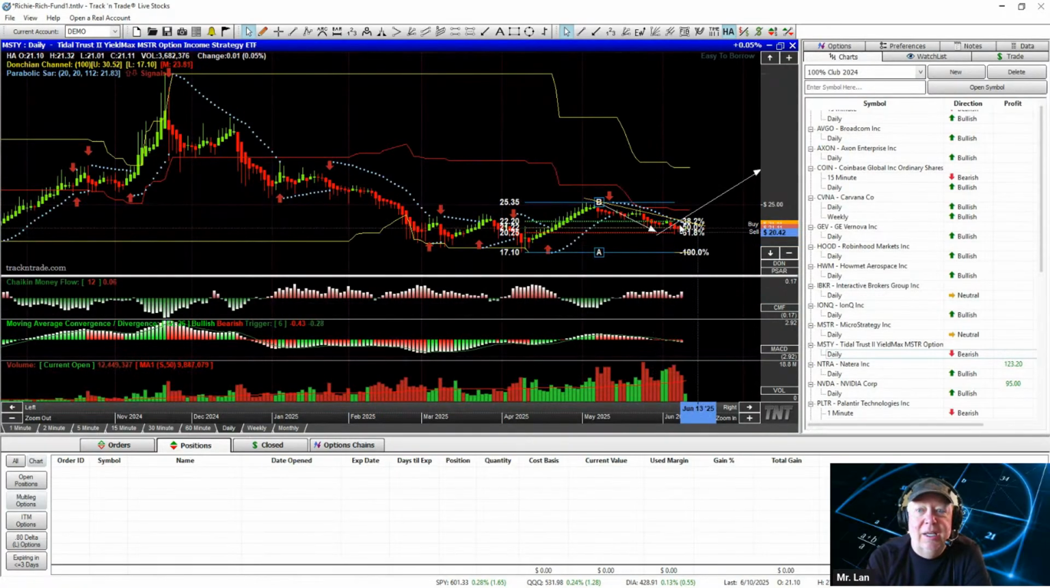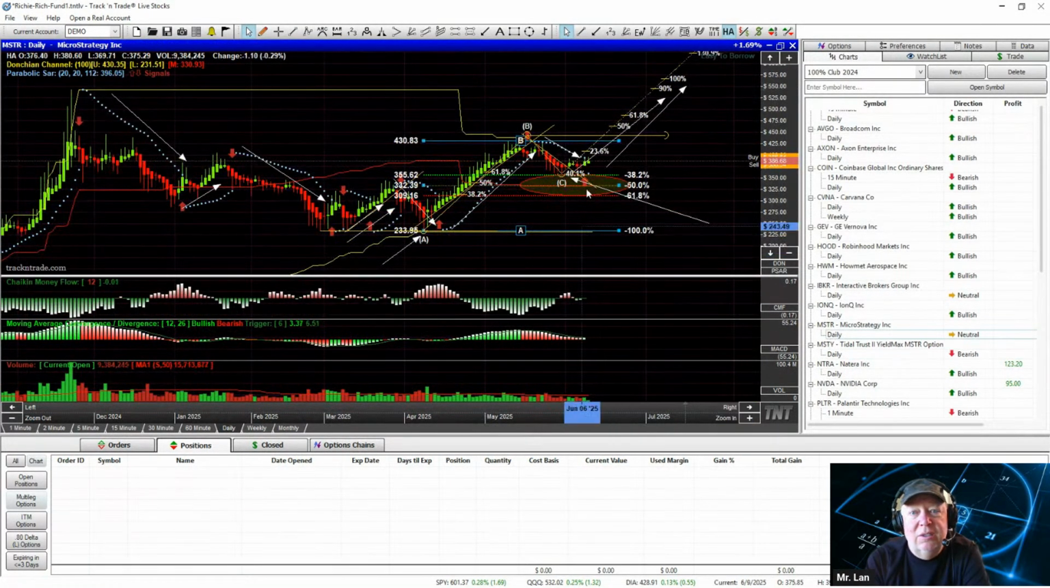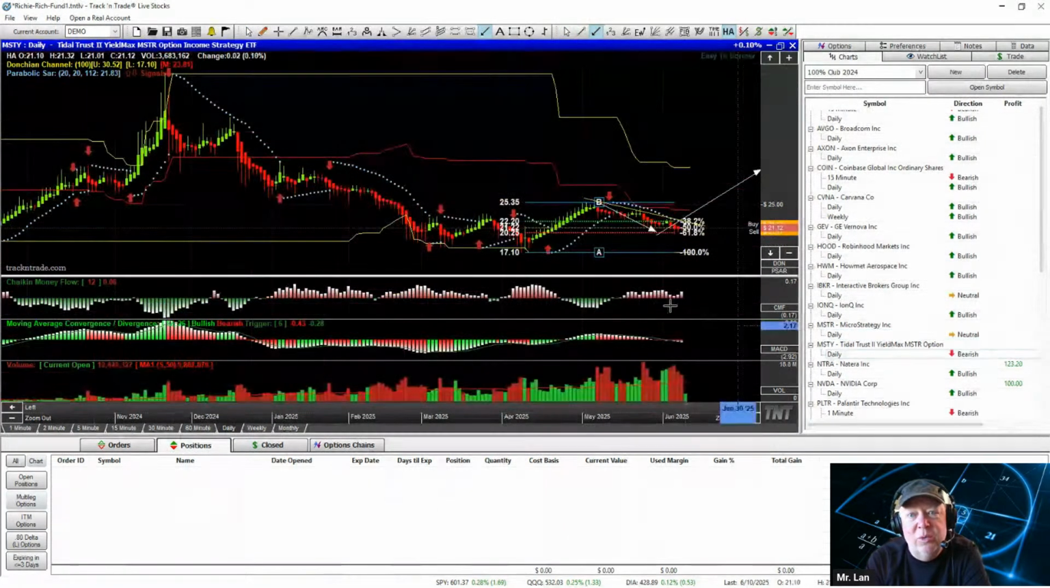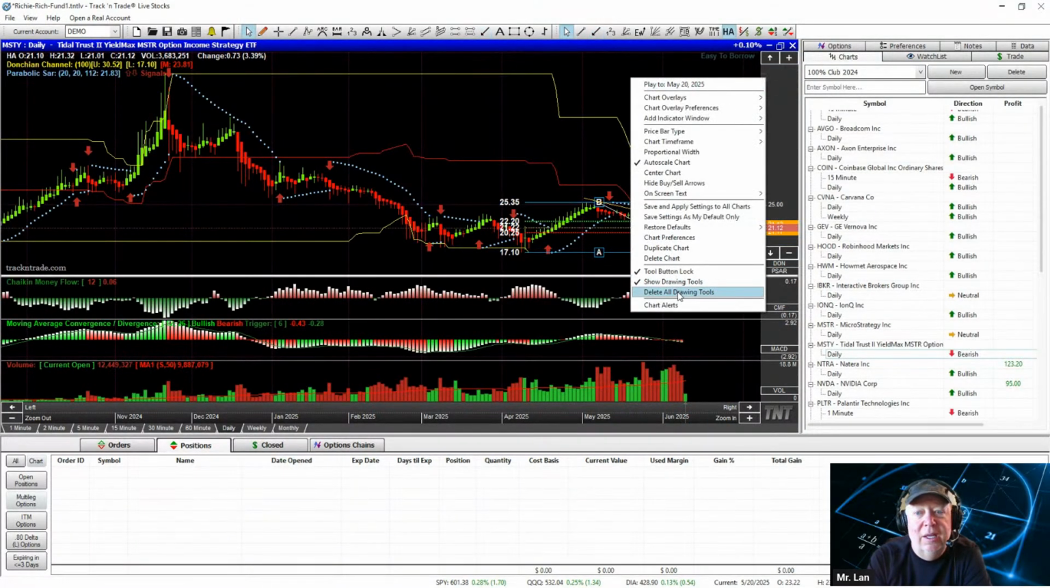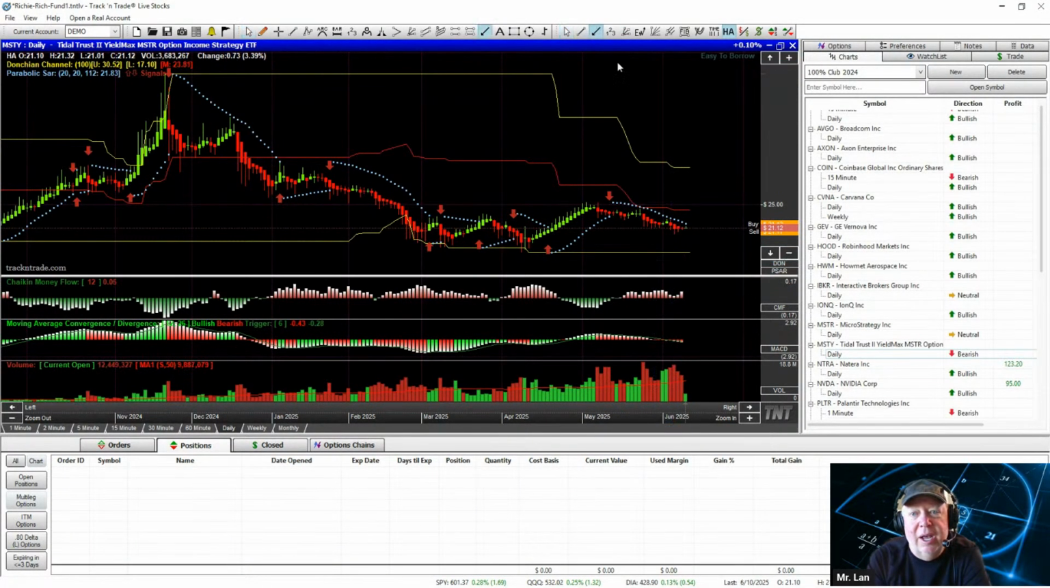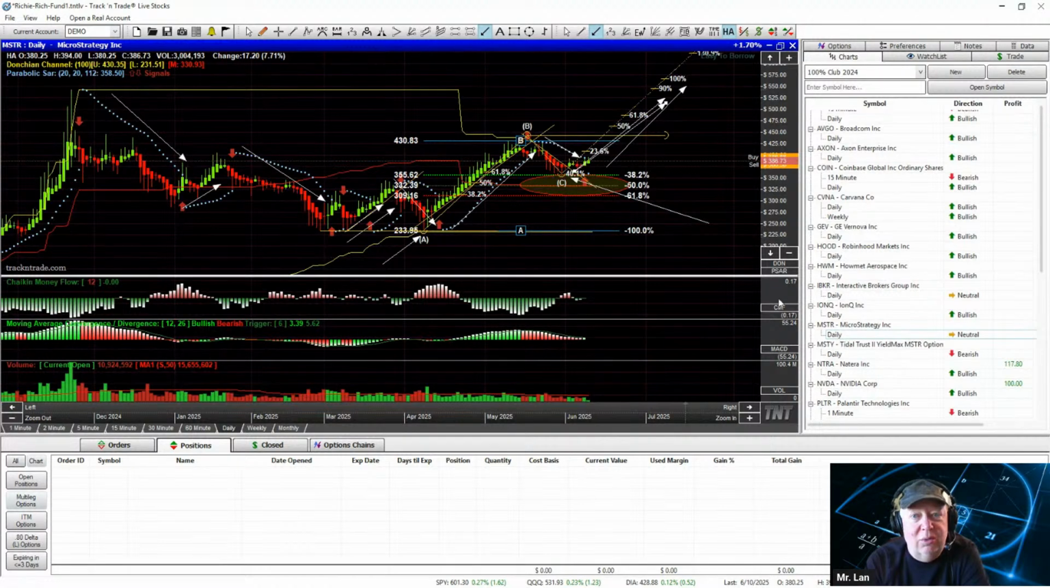MSTY. This is the YieldMax version of MSTR. So we're going to anticipate a rise in price on MSTR, which means we're going to anticipate a rise in price on MSTY. So if you guys ever wanted to get into MSTY in the YieldMax funds, now would be a good time, right in here. We're going to anticipate a rise in price. I mean, is it going to go? No. It means it could fail.